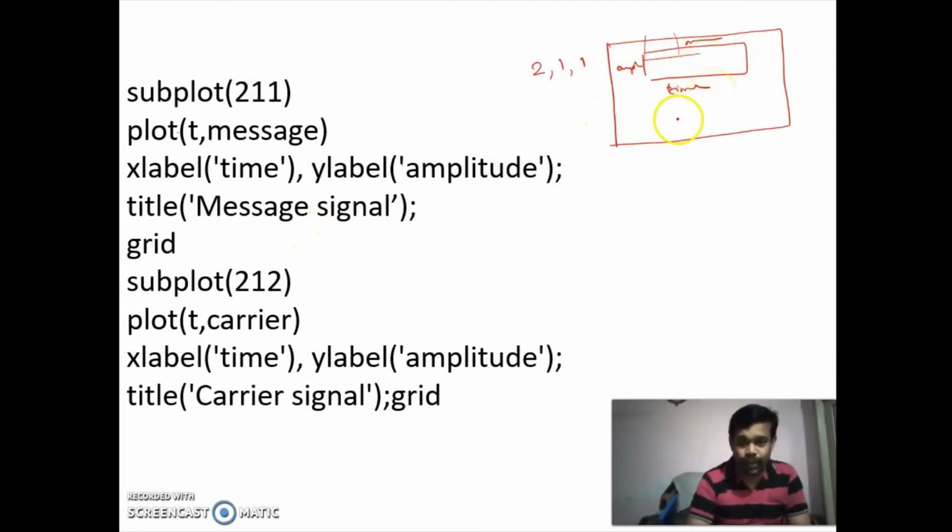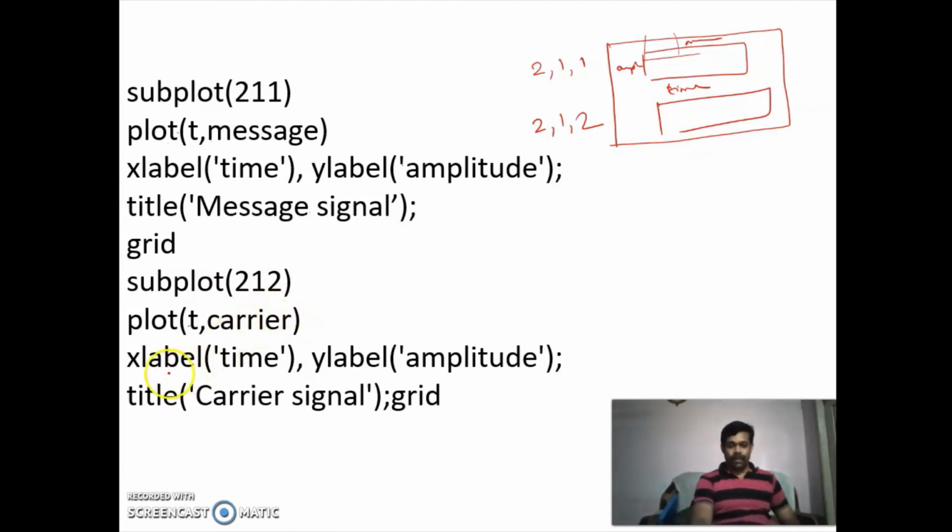Now next we are going to draw the carrier. So subplot of 2, 1, 2. Then plot t comma carrier, so it will plot the carrier. The x label is time, the y label is amplitude, and the title is carrier. Again you put grid, which gives boxes in the plot. So in figure 1, we have plotted 2 graphs using the function subplot: the message and carrier signal.